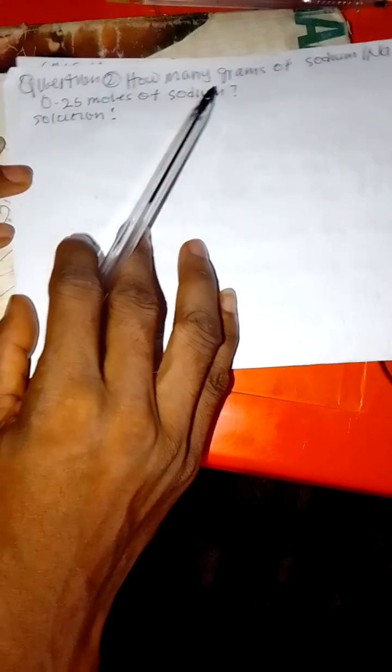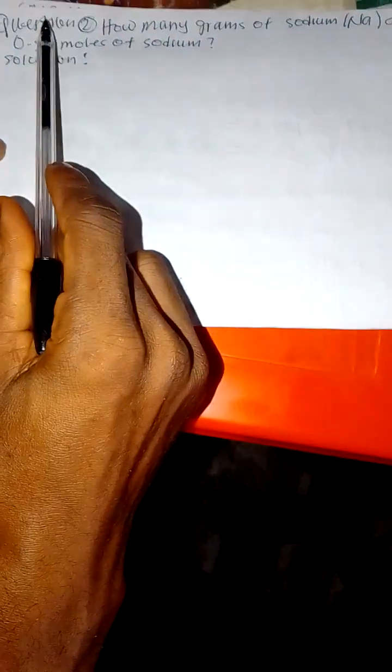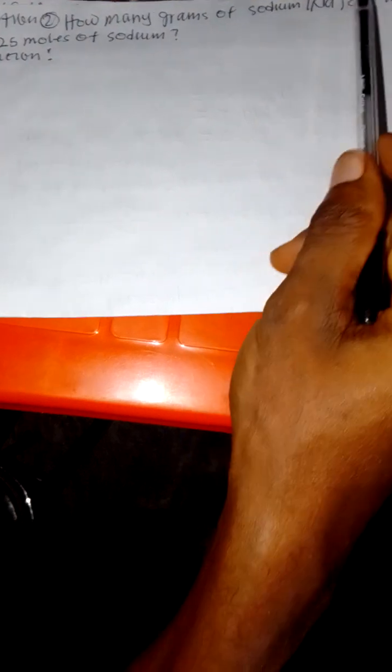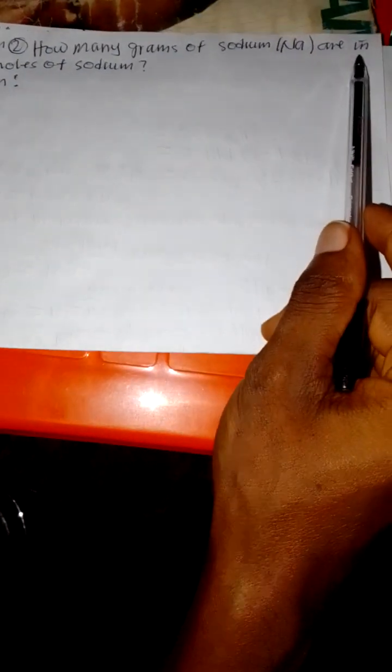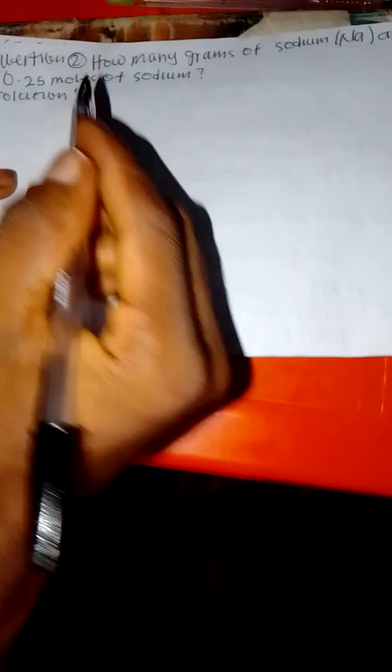Alright guys, the second question says how many grams of sodium are in 0.25 moles of sodium. So let's go into the calculation.